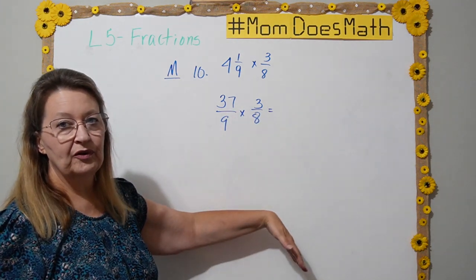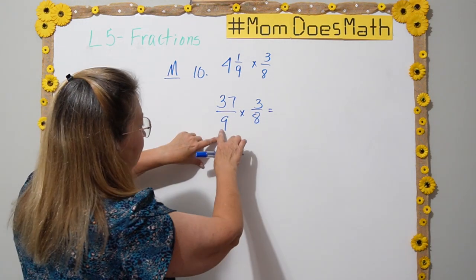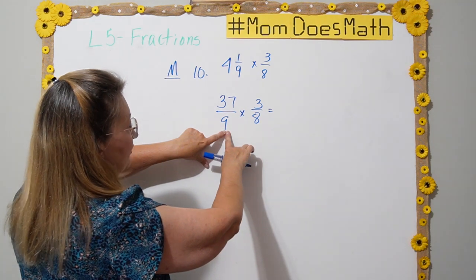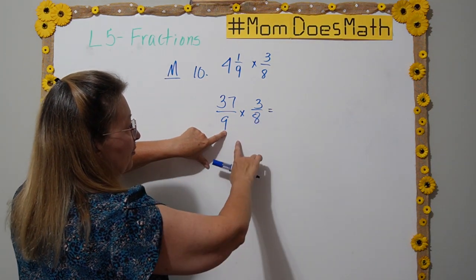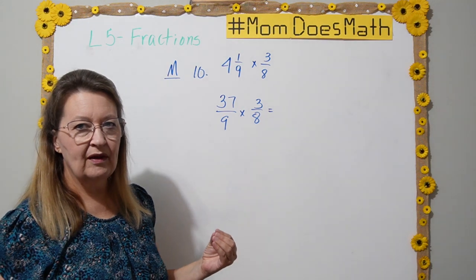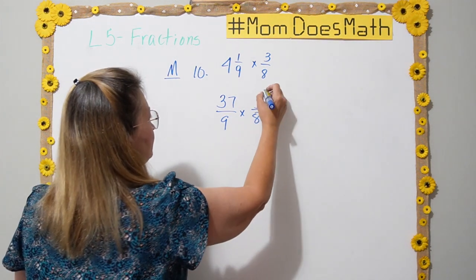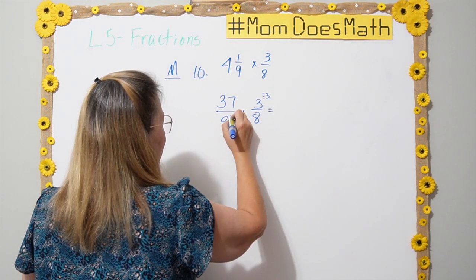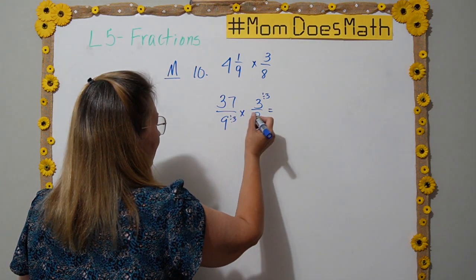You could multiply and then reduce, but anytime you see a number on the bottom that will reduce with a number on the top. I've got 9 and 3. What number goes into both of those? 3 will. So if I divide this by 3 and I divide this by 3, what happens?